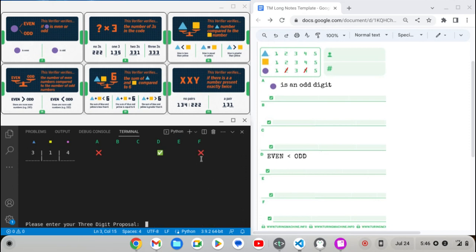Okay, so in this case, the Turing Machine does not approve of my proposal. Again, I do have 3, 1, 4. They are all unique, meaning there are no pairs, but the Turing Machine does not approve of that. So what it's telling me is that indeed there is a pair of digits. So let's go ahead and type that up in our notes in section F. There is a pair of digits.